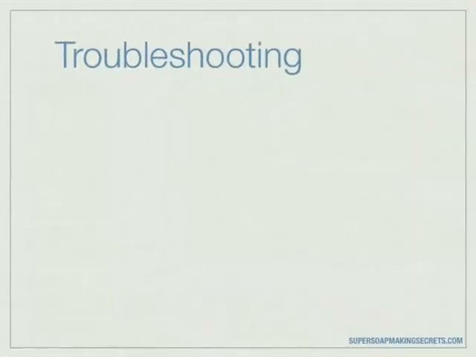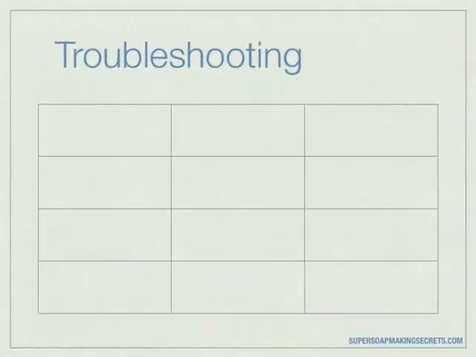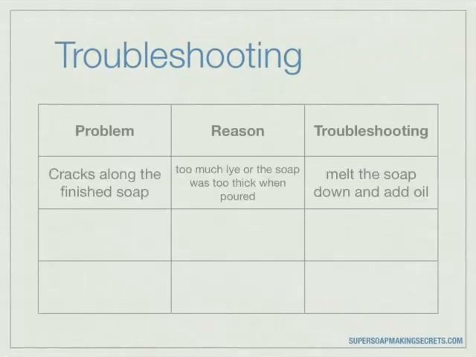Check out our soap making troubleshooting table, which features some of the most common problems that occur. If there are cracks along the finished soap, there was probably too much lye in the recipe, or the soap was too thick when poured. Melt the soap down and add oil to the recipe in order to balance out the lye.